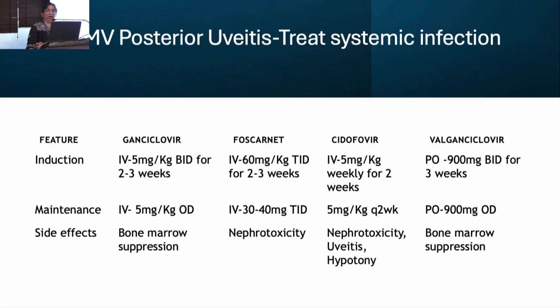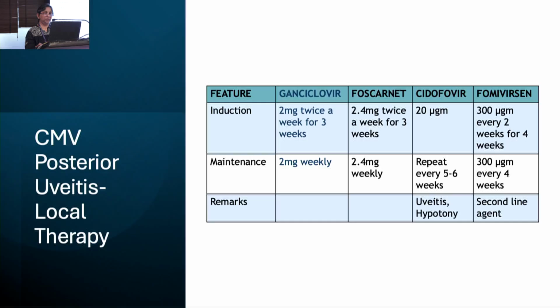So ideally you should treat it with tablet valganciclovir, 900 milligram BD given for 3 weeks, and then reduced to 900 milligram OD until the lesions resolve and the immune system recovers. Okay? And you can supplement this with local therapy. Local therapy is not to be used on its own because it doesn't protect the other eye if only one eye is involved, and it doesn't clear the systemic infection. And then the preferred agent is ganciclovir, 2 milligram. You can give it once or twice a week, and then on a weekly basis as maintenance until the infection resolves.